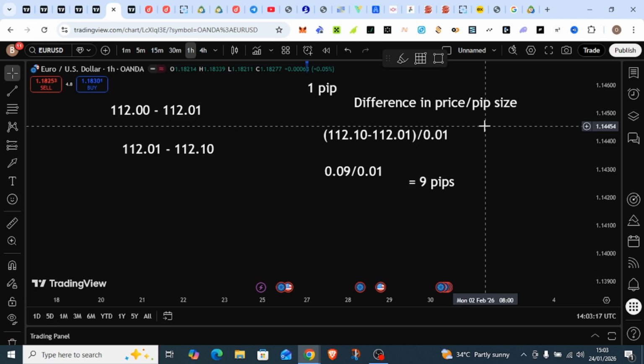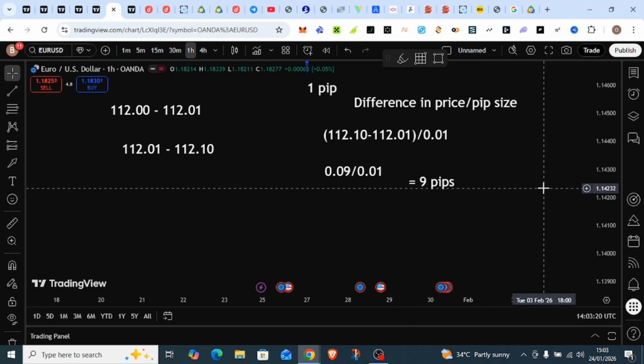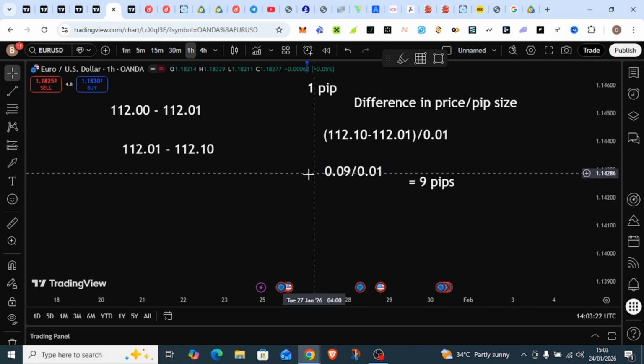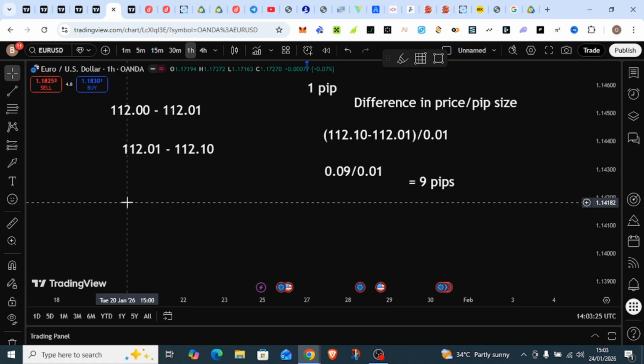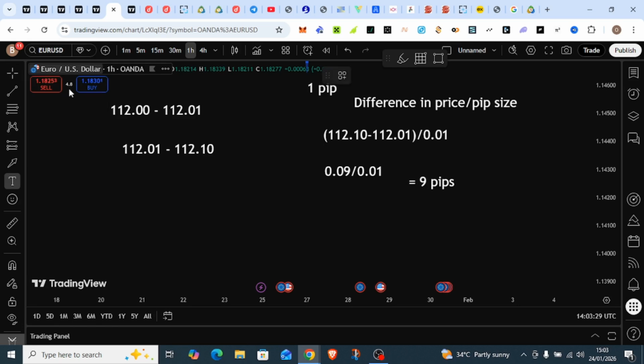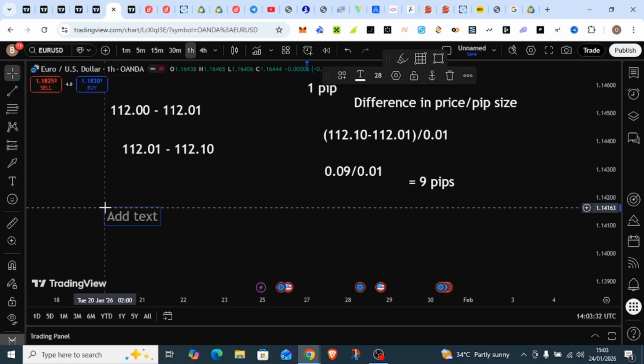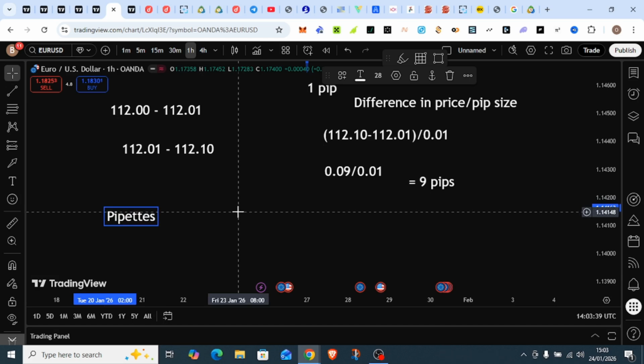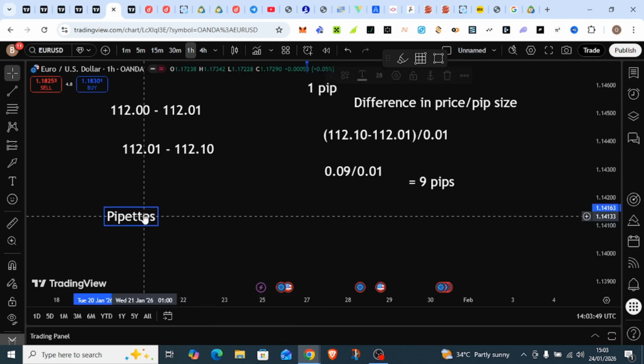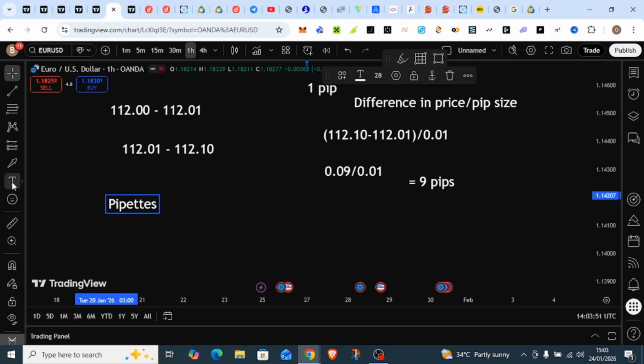The next thing we look at now is Pipettes. So let's write Pipettes. Pipettes, which is the fractional pips, is the 5th decimal in the price of an asset.